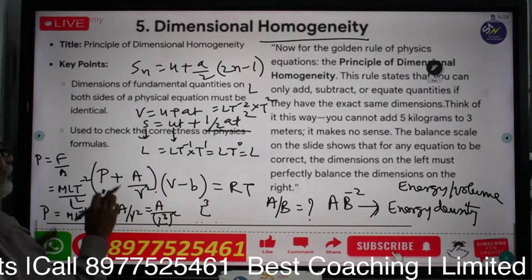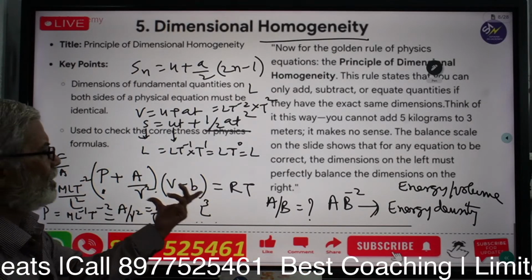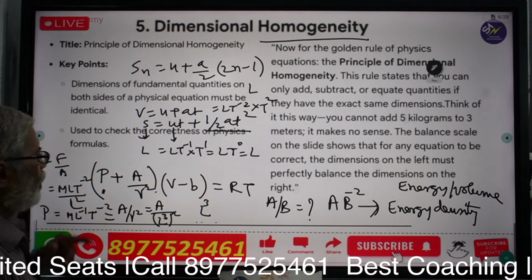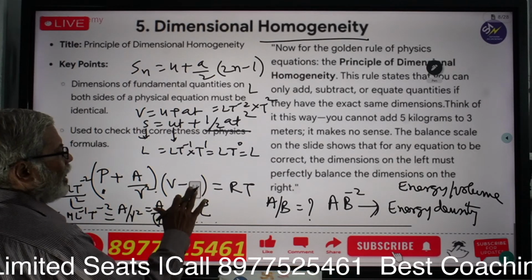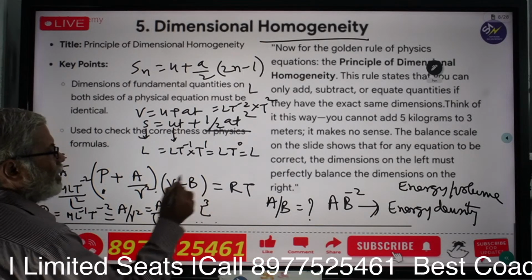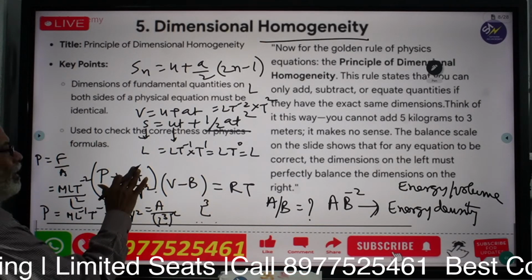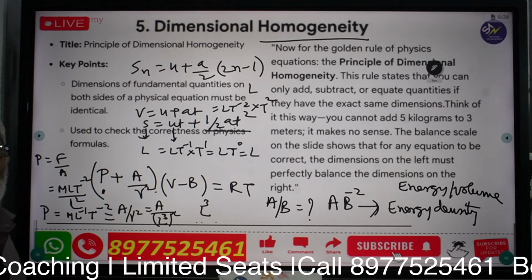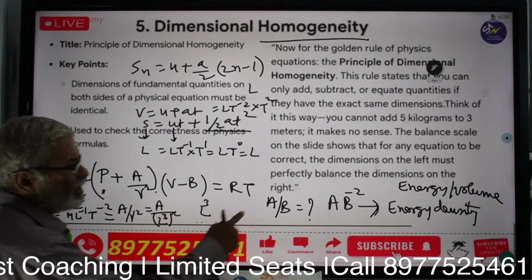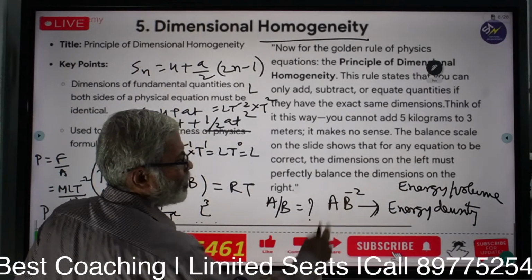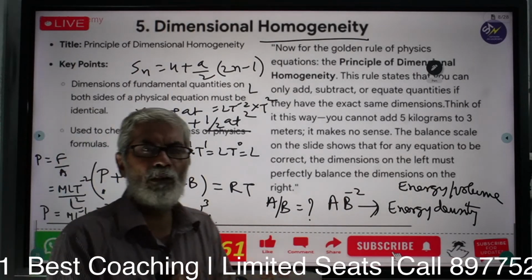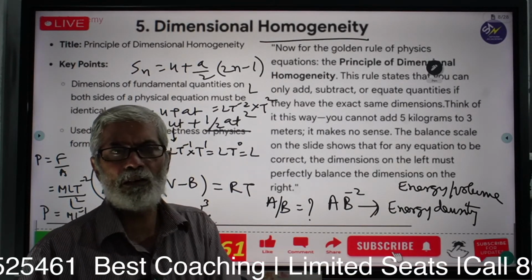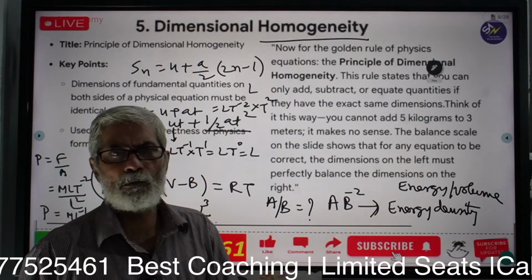Similarly, this problem they ask in the exam. This is a van der Waals equation or gas equation. The unknown quantities here are A and B. They are asking what is A by B, or AB to the power minus 2, equivalent to which physical quantity? Is it equal to Planck's constant, energy density, torque, or angular momentum?